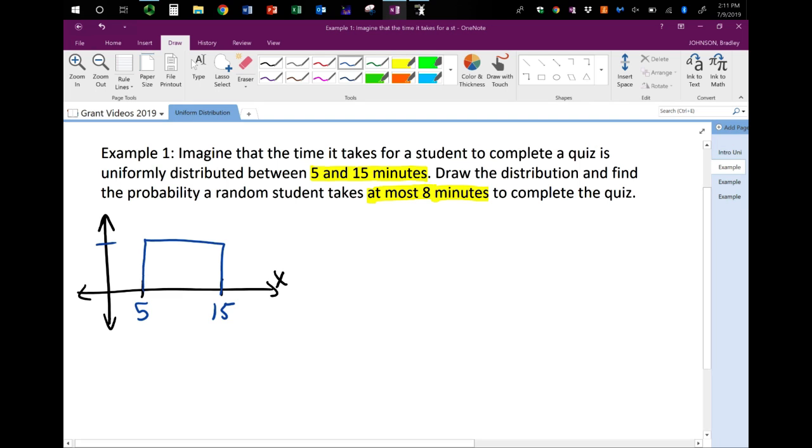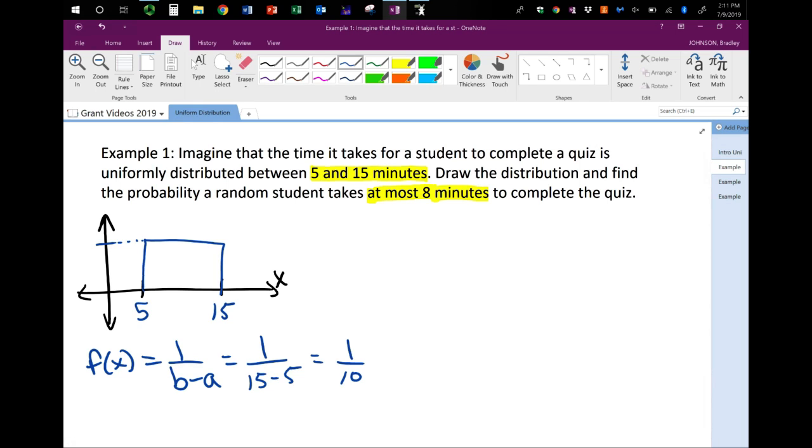Okay, but what we're interested in is that height, that f of x. Okay, we need the height of this rectangle. So f of x is 1 over b minus a. So we have 1 over 15 minus 5. Gives you 1 over 10. Okay. Now be careful if you type that in your calculator to put parentheses around the denominator, otherwise you'll make a mistake. So our height is 1/10.